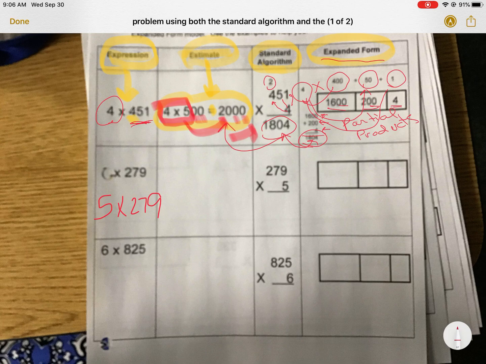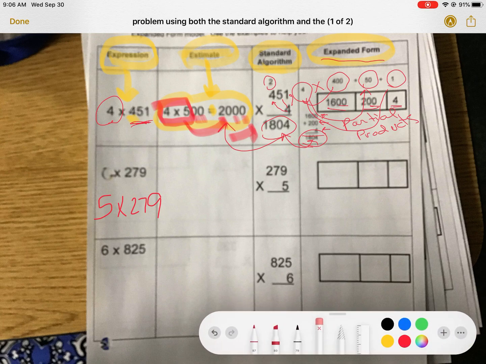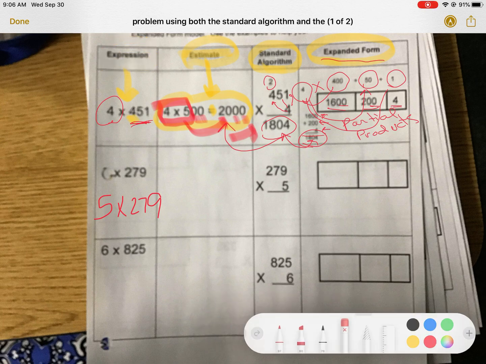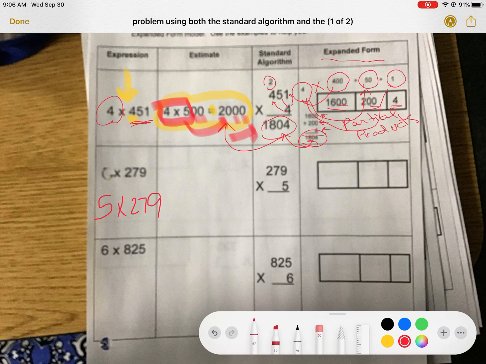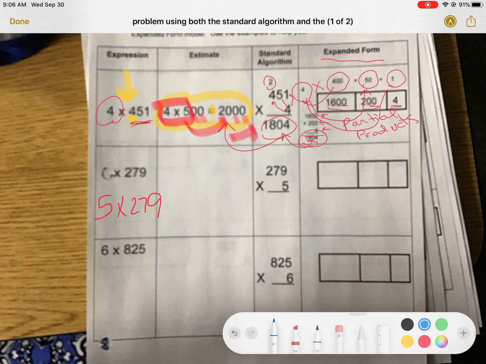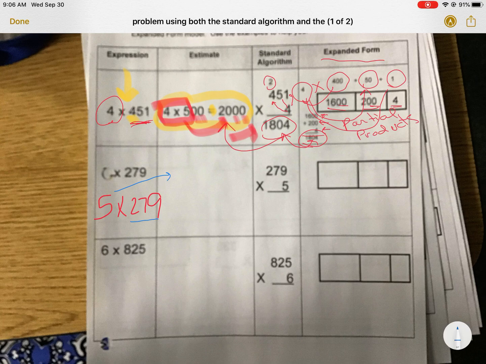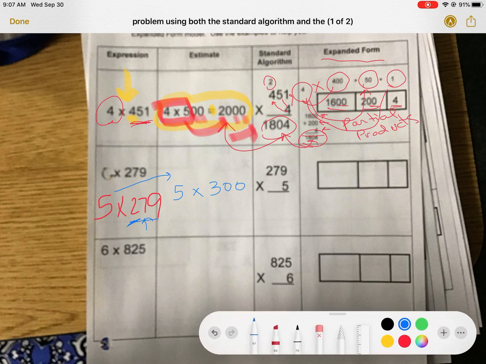All right, so let's do the next expression. It kind of got cut off in the copy machine. So it is 5 times 279. So the first thing we're going to do there is round the multiple digits. We're going to keep the 5 the same. The 5 factor is going to stay the same because it's a single digit. 279, I'm going to round to the nearest hundred. The 7, am I closer to 200 or 300? Yep, 300. So my estimate is 5 times 300. Writing this down with me.